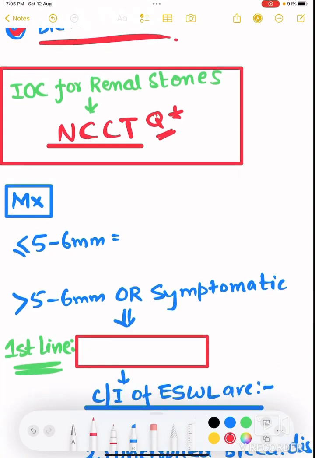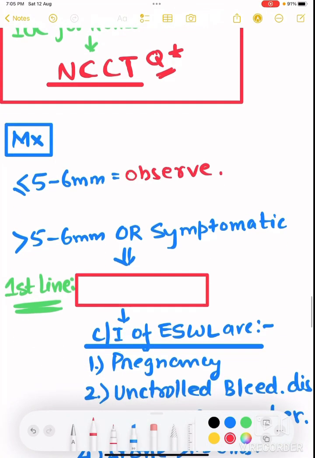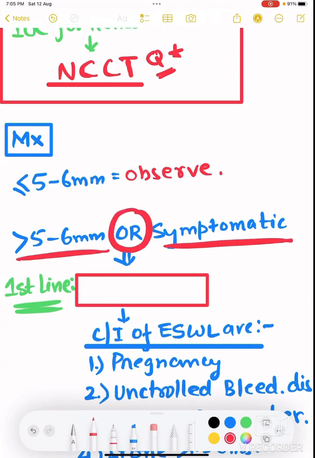What is the management? How will you manage a renal stone? If the stone is less than 5 to 6 millimeter, then you will observe, because the patient will spontaneously pass it. Or if it is more than 5 to 6 millimeter, or if it is symptomatic irrespective of any size, what will be the first line treatment? The first line treatment will be extracorporeal shock wave lithotripsy.